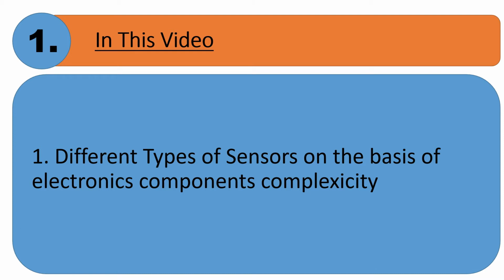And in this video we will see different types of sensors that we can use with Arduino. Now I divided sensors on the basis of electronic complexities, and obviously easy to use sensors are less complex on the basis of electronics as well as in terms of programming.